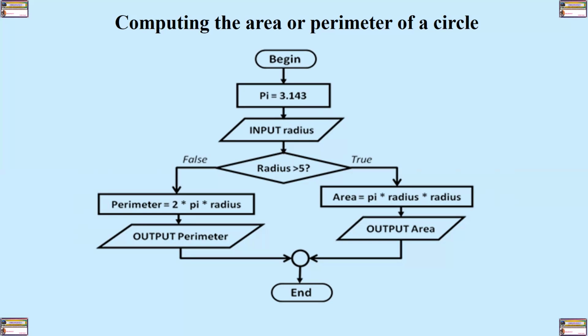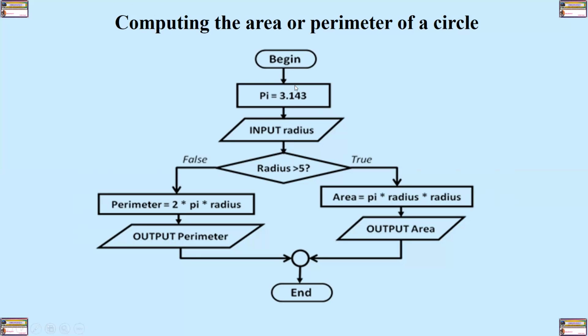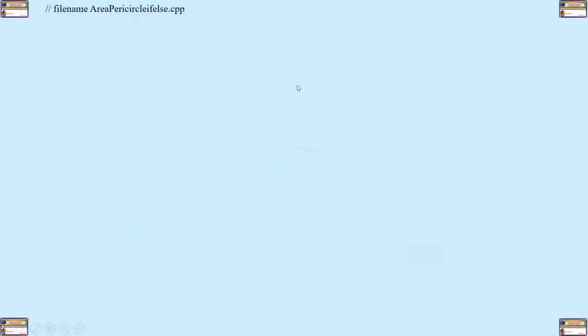So at any time, if the condition is true, the area will be computed. If the condition is false, meaning radius is less than or equal to 5, then compute perimeter and display results on the screen. Now, this algorithm, we can implement it using code as follows.